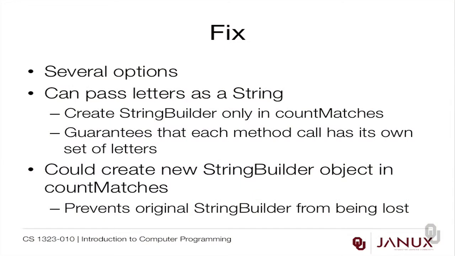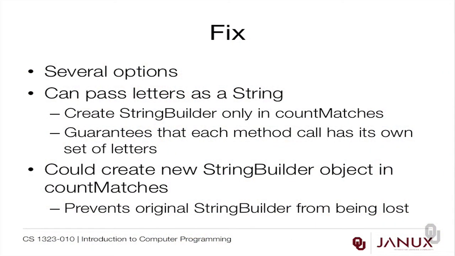One thing we could do is pass letters as a string instead of a string builder initially. Remember that strings can't be changed, and then the string builder could be constructed down in the count method. That would work. The other thing we could do is we could just create a new string builder object in the count matches method, and that would work too. So both of these solutions are good. I personally like the first solution a little bit better. That is, reading in letters as a string and only building the string builder down in the count matches method.